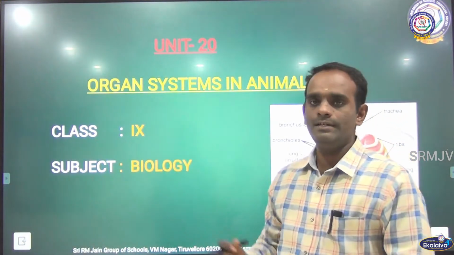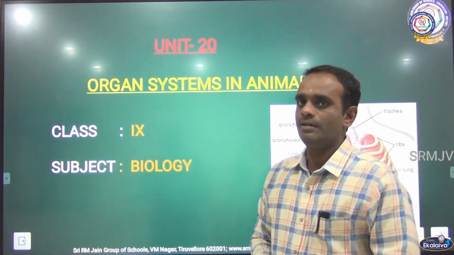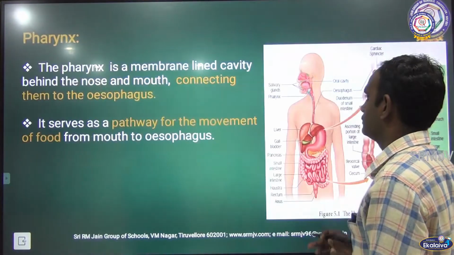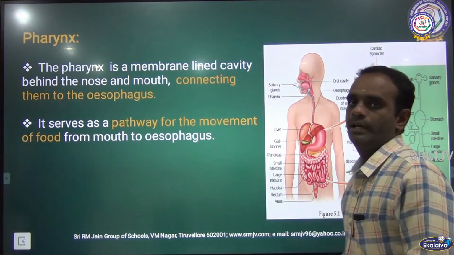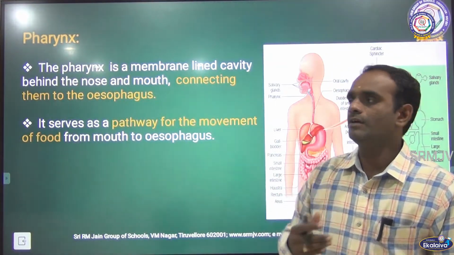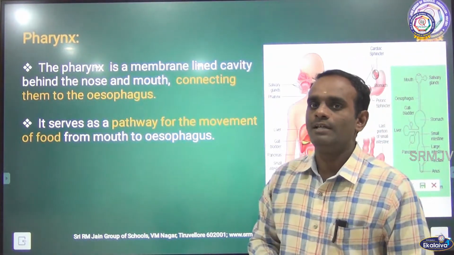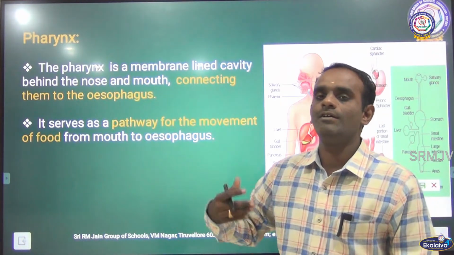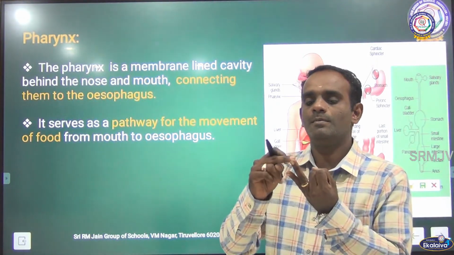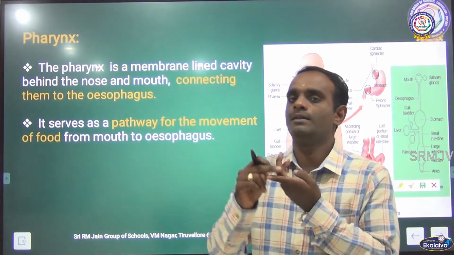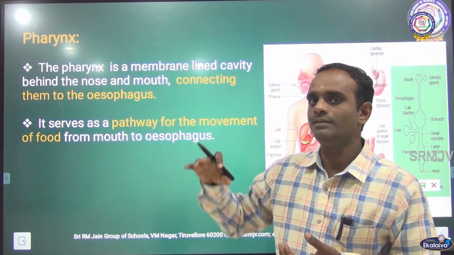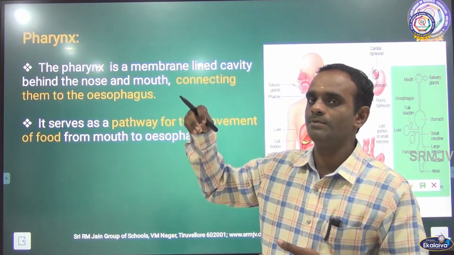For class 9, subject biology, we are discussing the chapter organ system in animals. Today, we are going to see the continuation of yesterday's class. Yesterday, we saw the digestive system. Digestive system is one among the 10 organ systems in our body. What are the organ systems in our body? Digestive system, muscular system, respiratory system, reproductive system, endocrine system, excretory system, and so on. Among these 10 organ systems, digestive system is one of them.